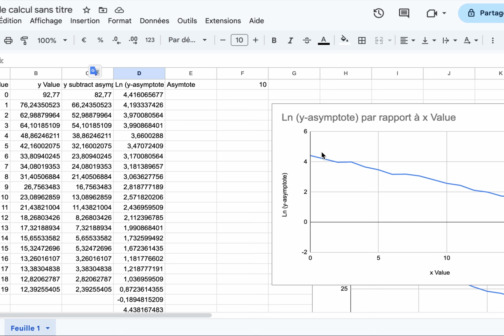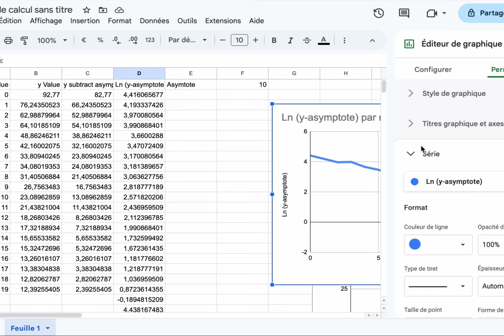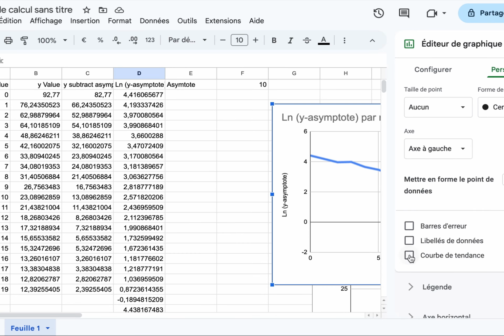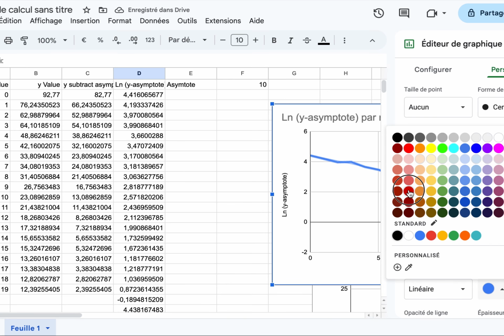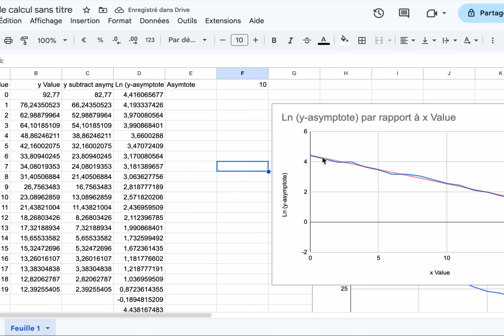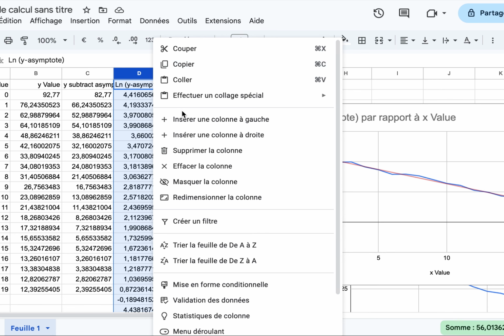I could even go back to this graph, double click it, double click the series. It doesn't call it a regression line, it calls it a trend line, and linear. Let's make it red so we can see that. Let's put the trend line in there, and you can see on the graph the trend line looks pretty good. Now we need to go back and find the correct values for that.